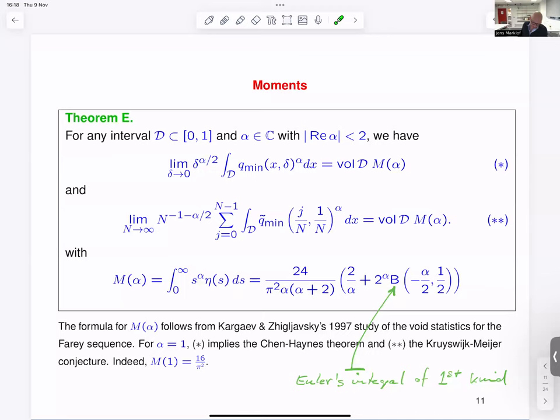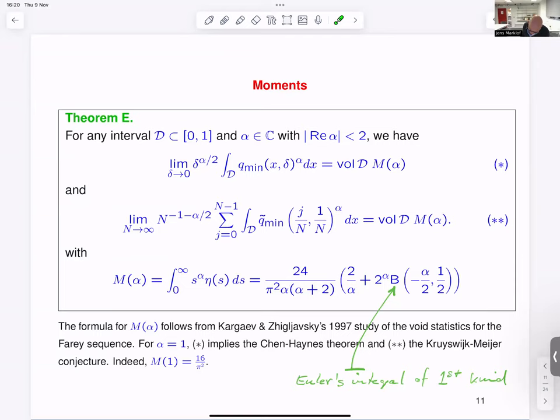So what this theorem E here tells you is that indeed we don't just get convergence of the expectation, but for all moments, with a restriction on the moment, and that has to do with the fact that the limit distribution, given by the density eta, has a heavy tail. So actually, moments with real part alpha greater than or equal to 2 will diverge. So the limit will be infinite. With this normalization, we need to restrict alpha to real parts strictly less than 2. And then we get convergence of moments, both for the continuous average and also the discrete sampling that was the challenge of the Kruyswijk-Meijer conjecture.